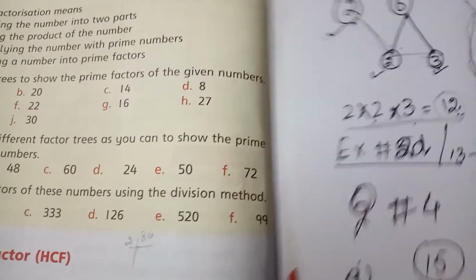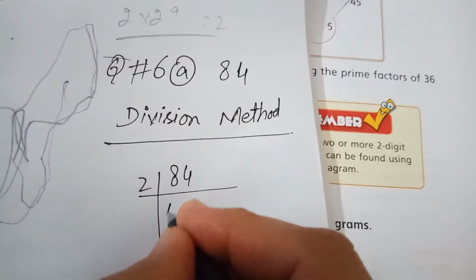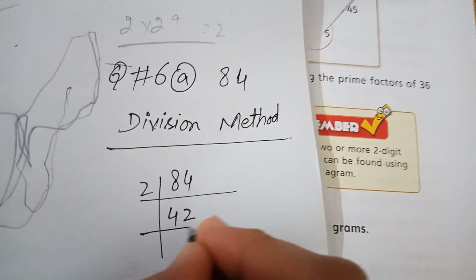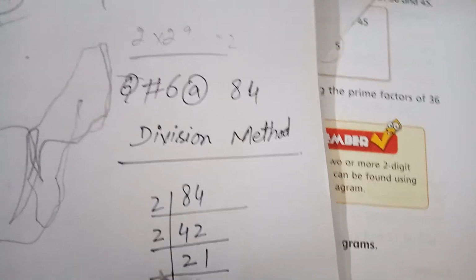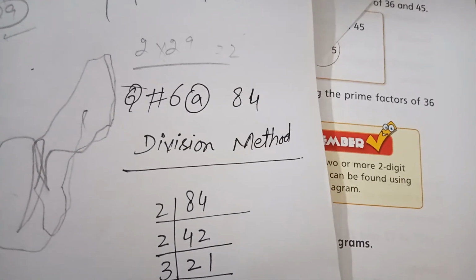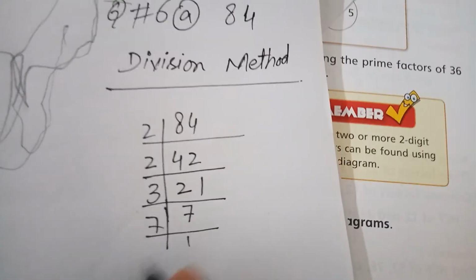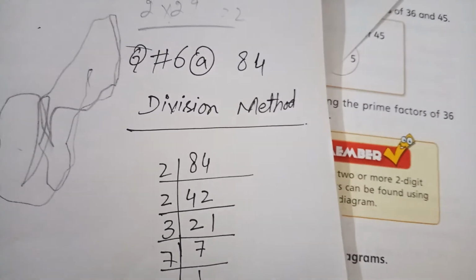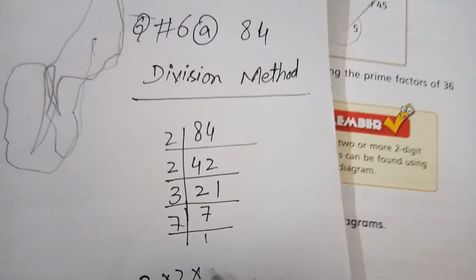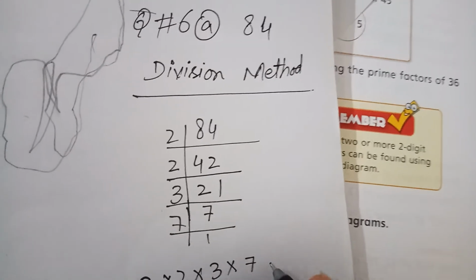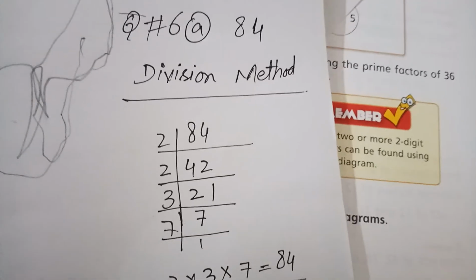The first number is 84. Let us come to the number 84. 2 fours are 8, 2 twos are 4, 2 twos are 4, 2 ones are 2, 3 sevens are 21 and 7 ones are 7. These are the prime factors of 84. What are the prime factors of 84? By the division method, 2, 2, 3 and 7 are the prime factors.